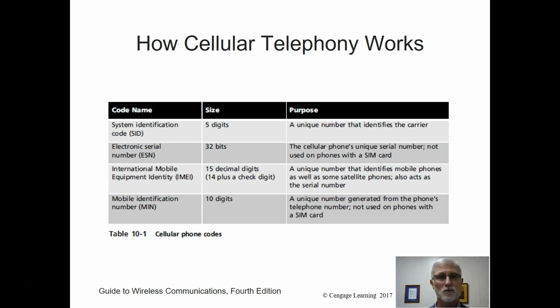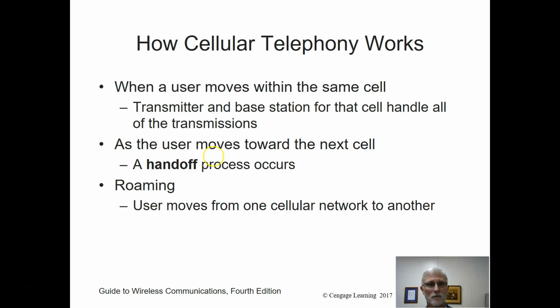But of course, that's not used with a SIM card. If it's an international phone, you've got an international mobile equipment identifier. And then, of course, you've got a mobile identification number. So all of these numbers are used in one way, shape, or form in today's cell phones.